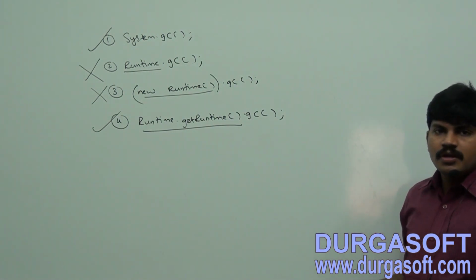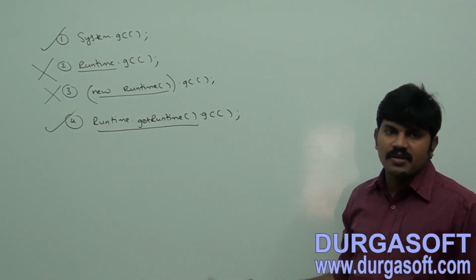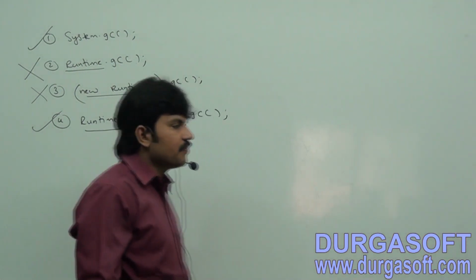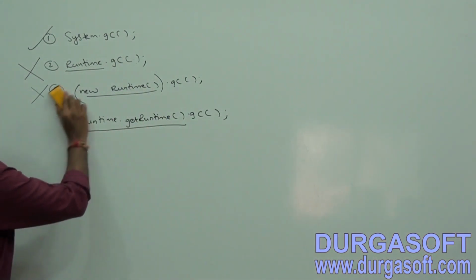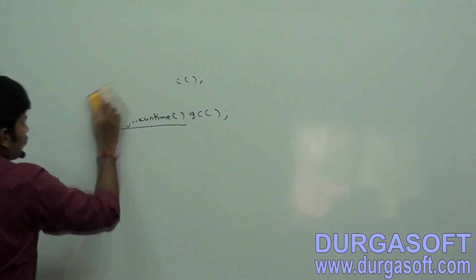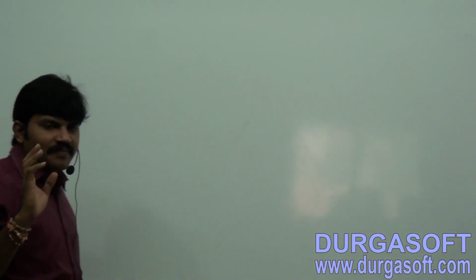Okay. Now the next terminology. Make sure, it is another few minutes, but very important. Sir, we have two ways for requesting JVM to run GC. What is the first way? System.gc. The second way, Runtime.gc.